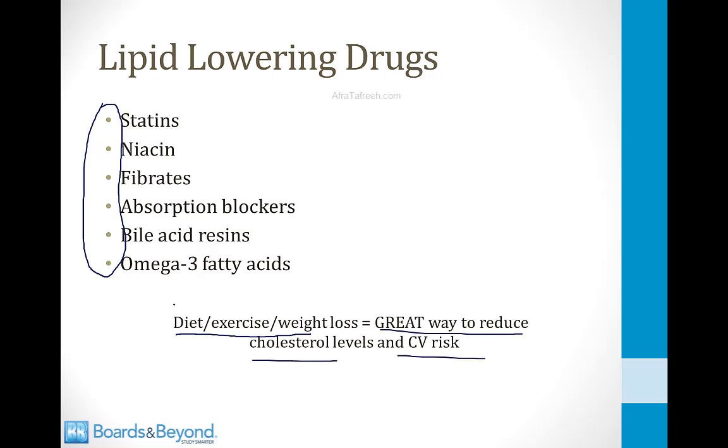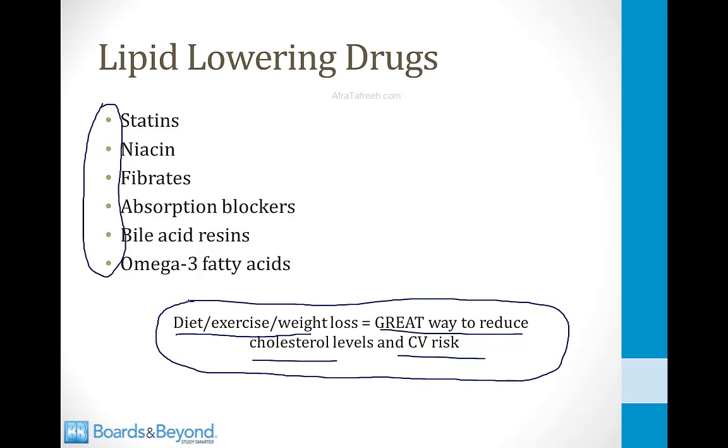I don't know if you'll be asked this on step 1, but you certainly should be aware that patients who get more exercise and lose weight will have improvement in their lipid panel. And in fact, I've had a number of patients who are on drugs for high cholesterol be able to go off those drugs after they lost a significant amount of weight and changed their diet and exercise habits.